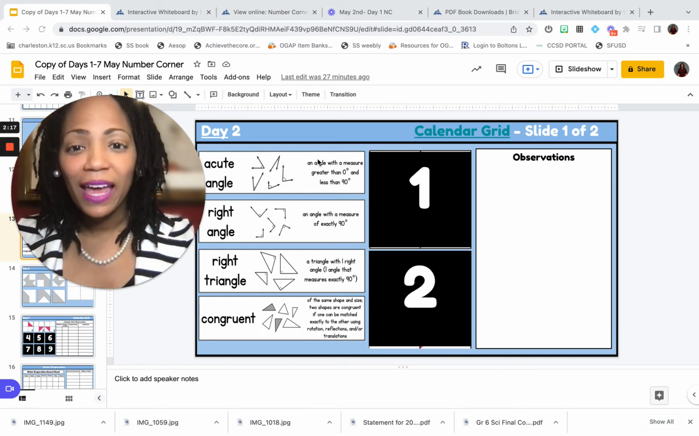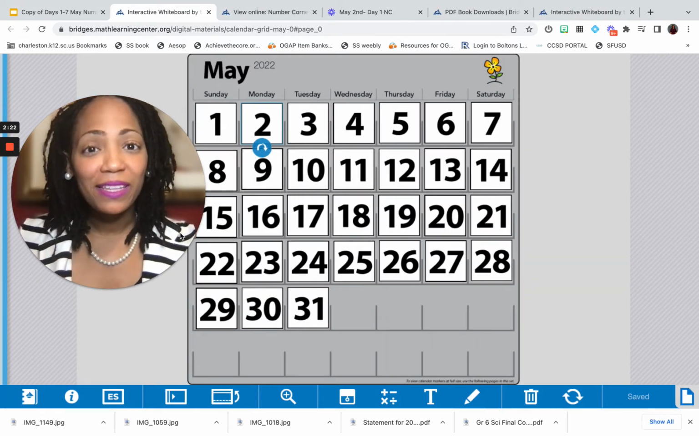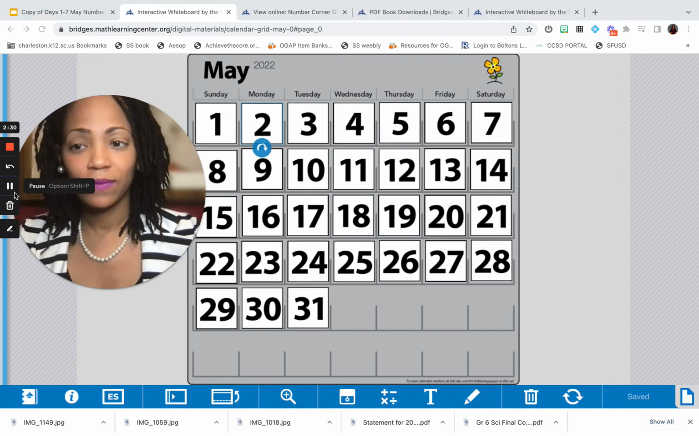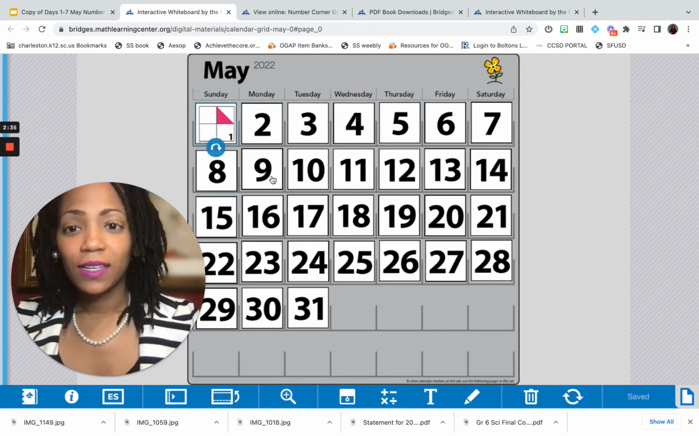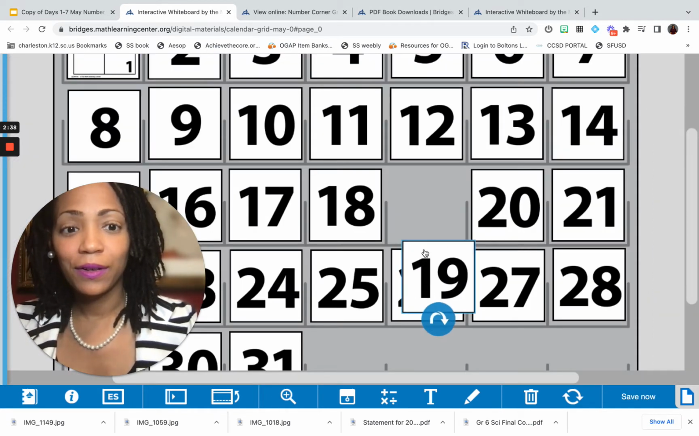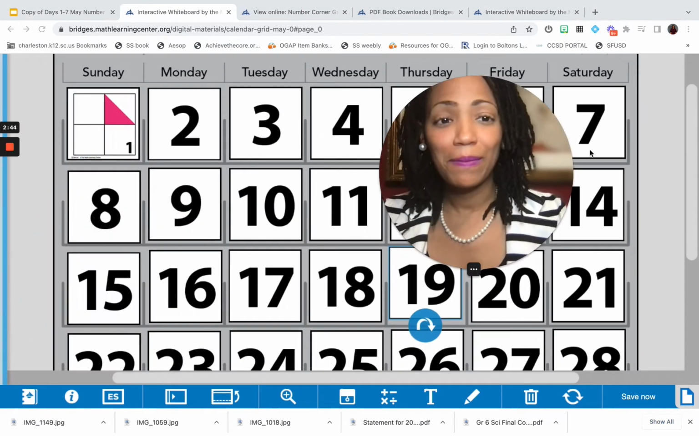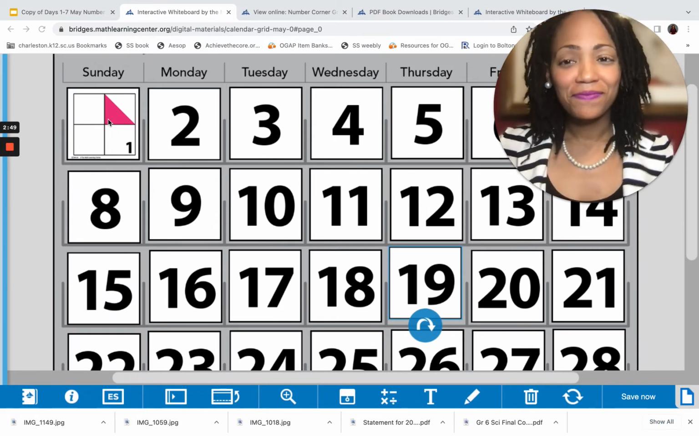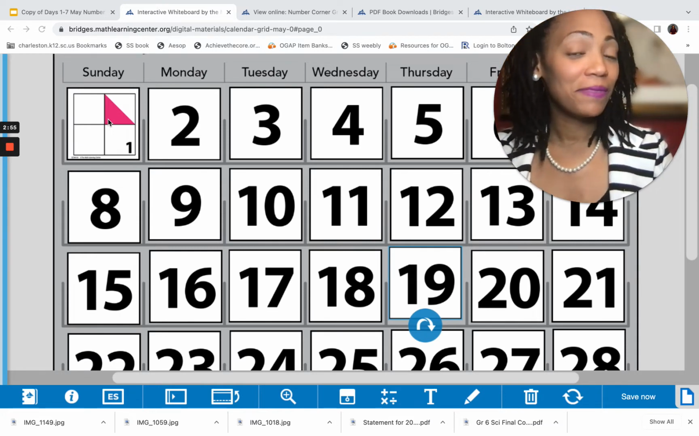So let's go ahead and take a look at our calendar grid for this month. We're going to start with May 1st so that we can see what's happening with the pattern for this month. Here we go. Day 1. And I'm going to make this bigger. Oopsie. Let me scroll up so you can see. Maybe move my beautiful face. What do you notice? You're right, it is a triangle. What else could I say about this triangle?